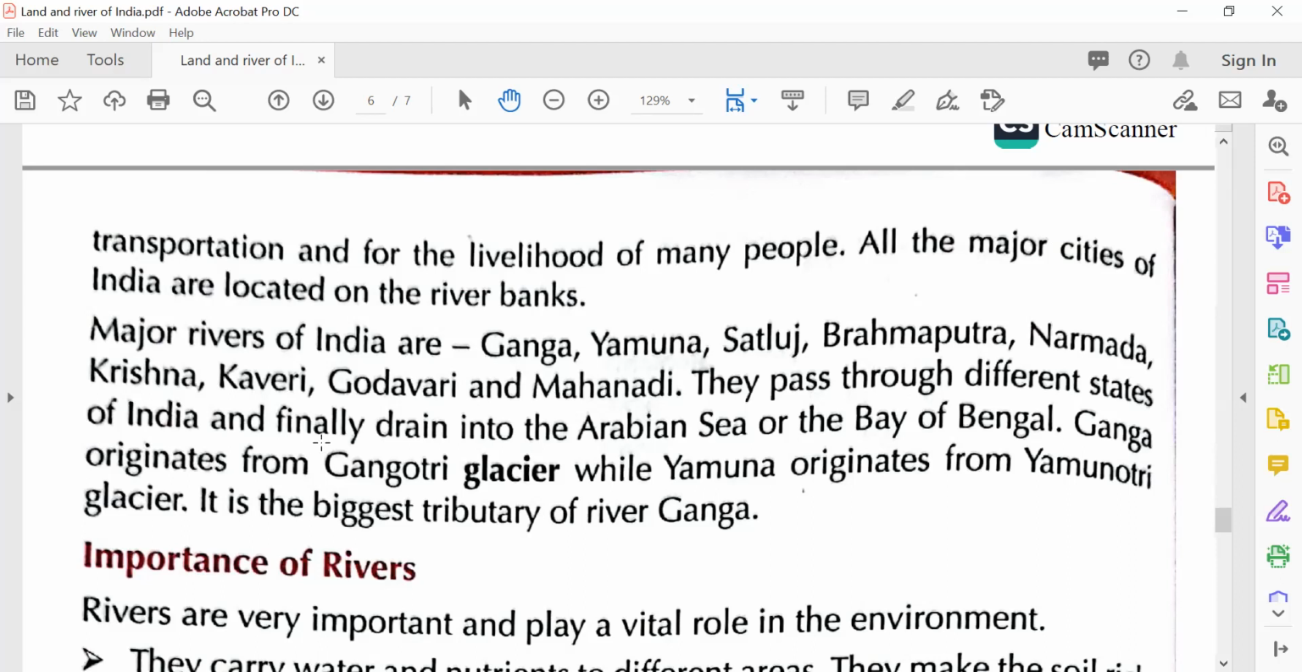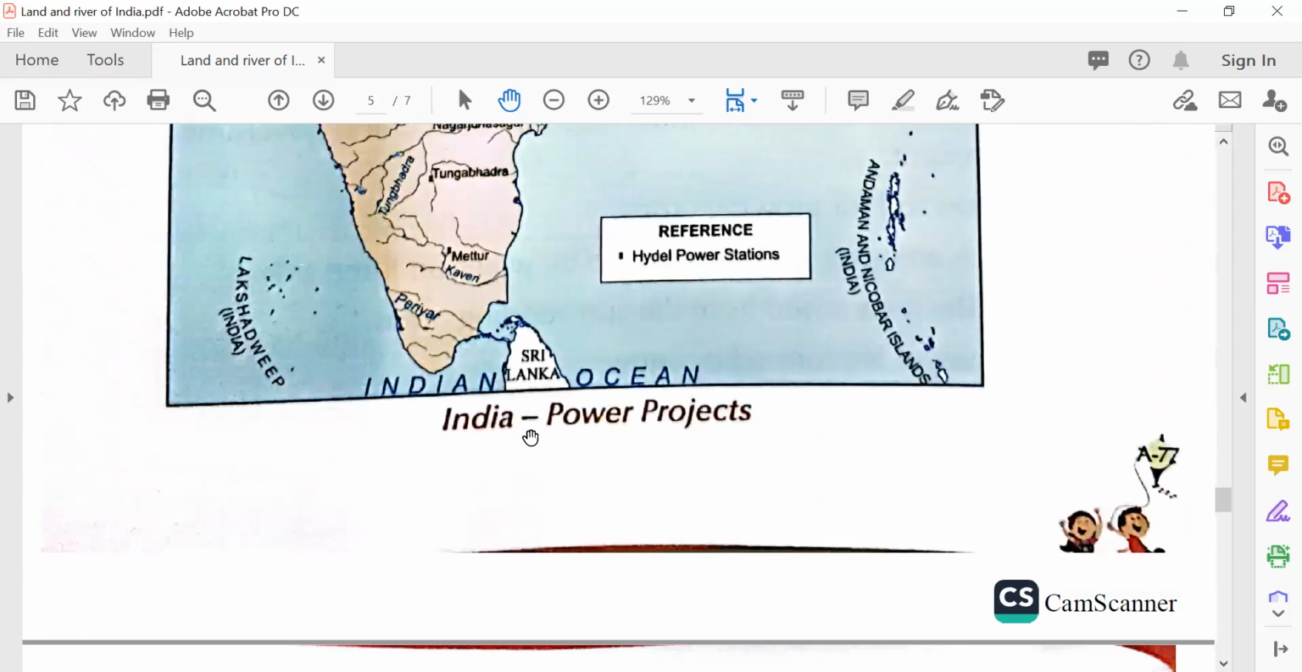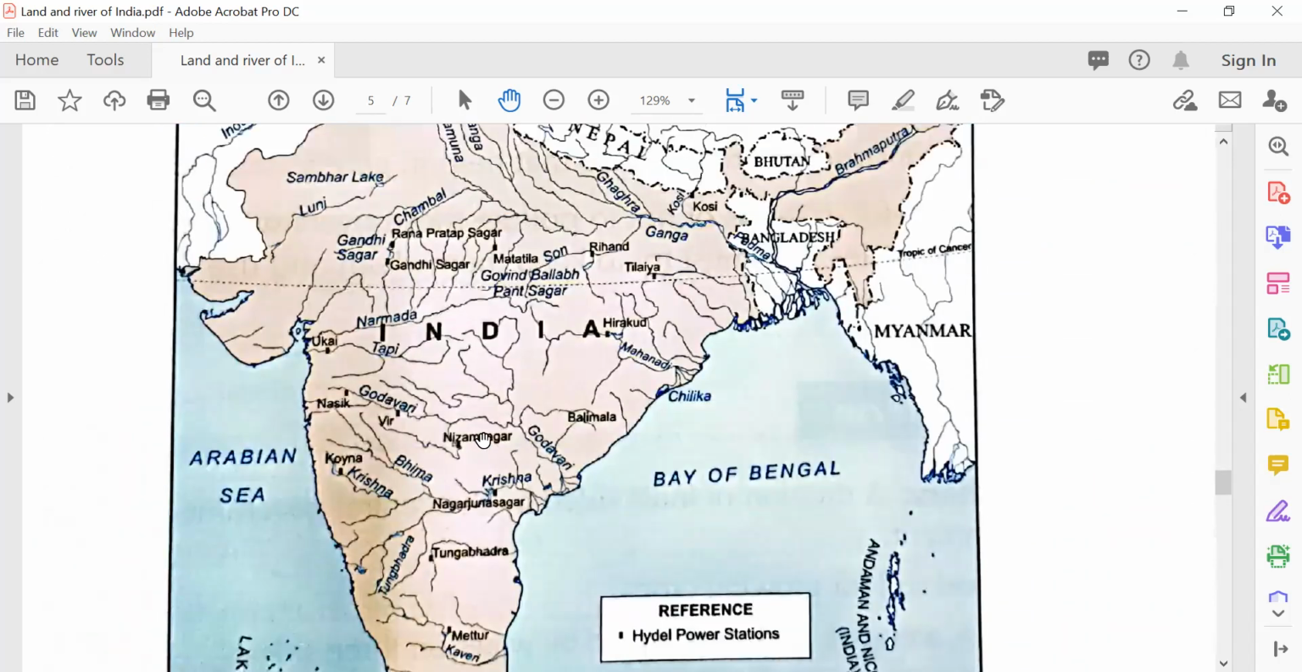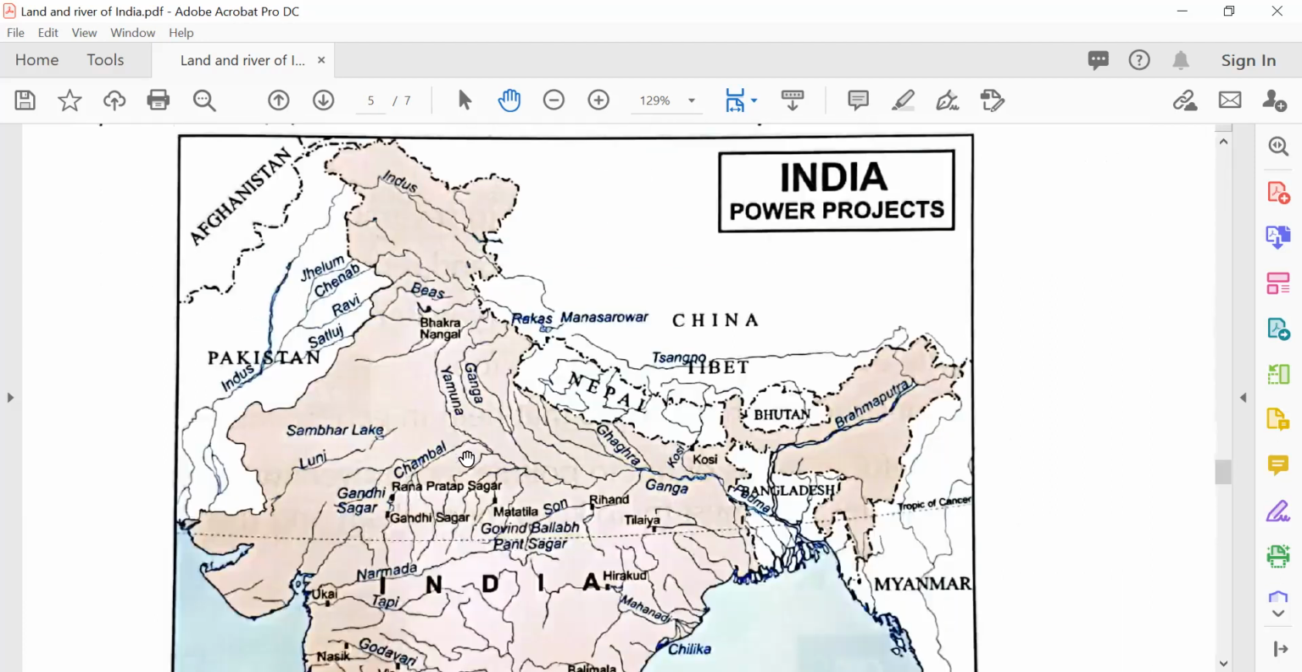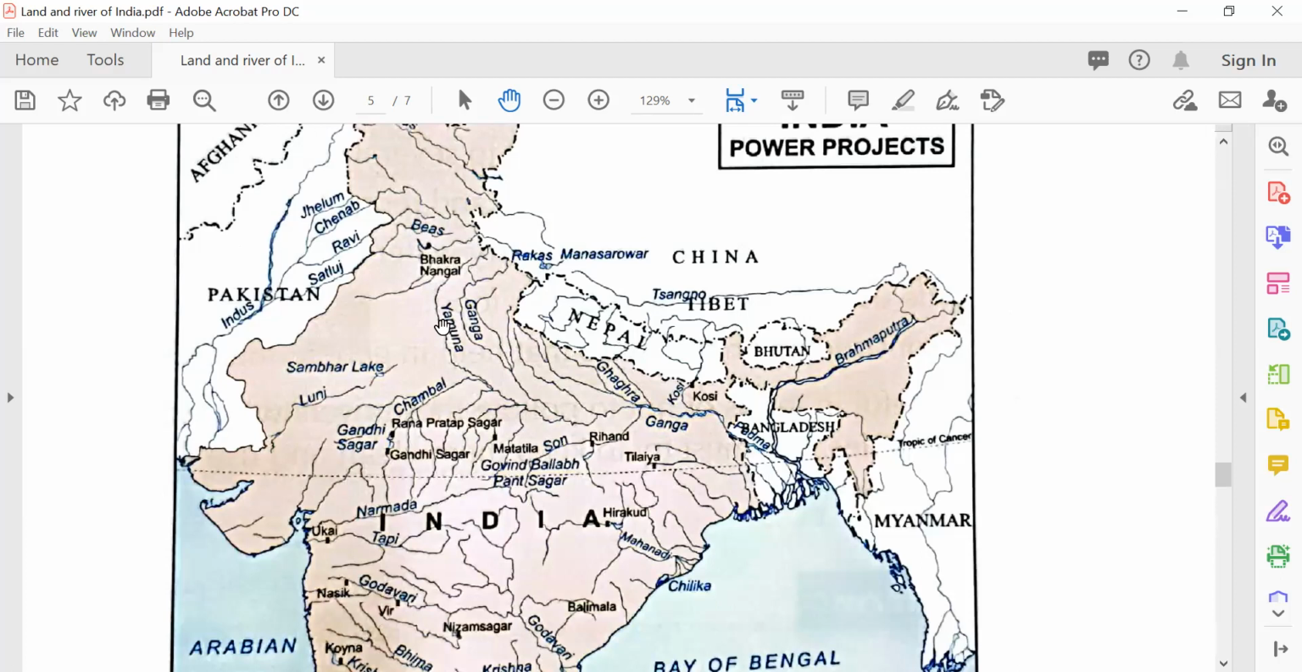Ganga. Drain means these are the rivers and they finally join up. We read it here, right? A river is a large flowing water body that finally joins another river or sea. So the small rivers will go and join the big rivers, and the big rivers will finally drain into the Arabian Sea or the Bay of Bengal. It can't just stop.